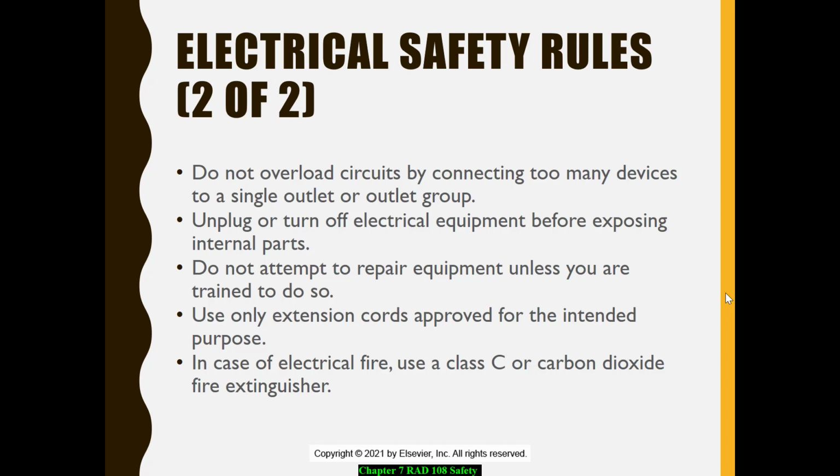You can only use extension cords if they've been approved, and in our field and in our department, we don't use extension cords. And then the one thing that I want you to remember is the letter C. Remember I was talking about when you watch that video, they'll talk about the different classes for fire extinguishers. If it's an electrical fire, you need to use a class C, which is a carbon dioxide fire extinguisher.